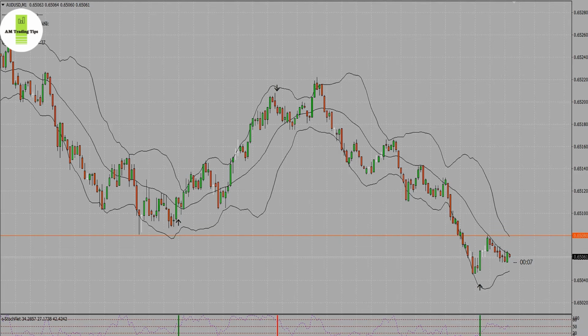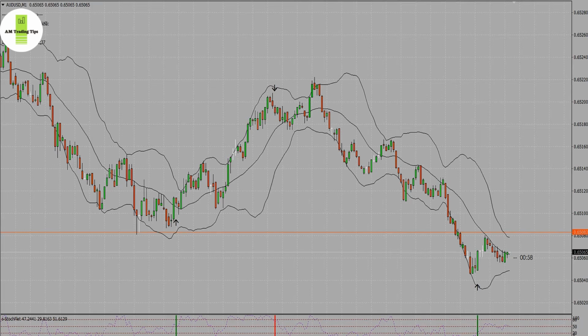For today's session, I'll use the MT4 platform to get indicator signals and the IQ option platform to place trades. If you're interested in trying these platforms, you can find the links in the video description.